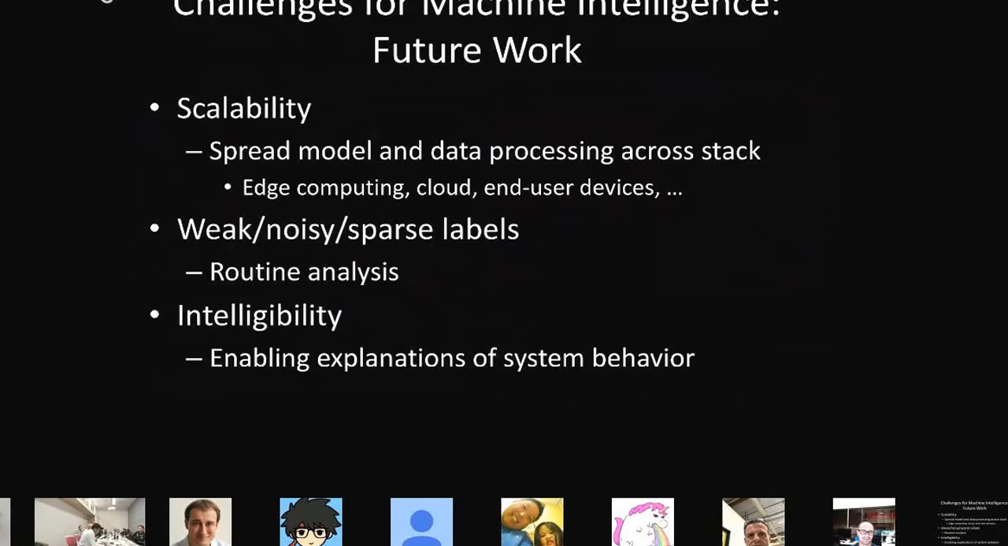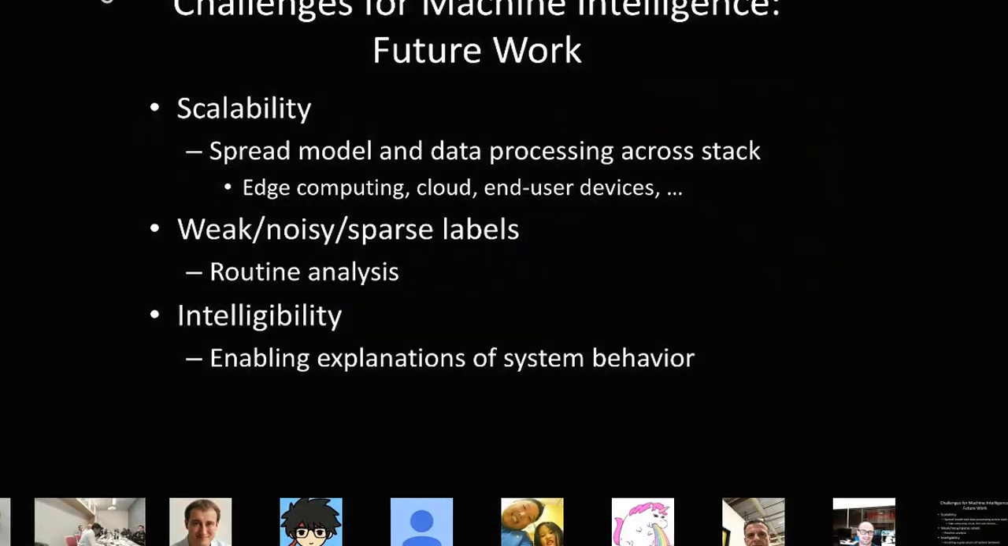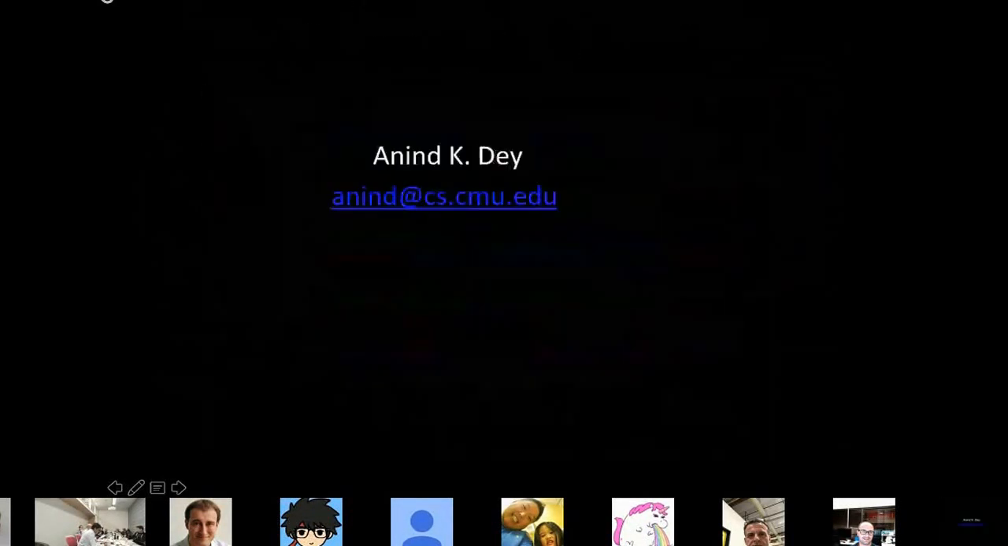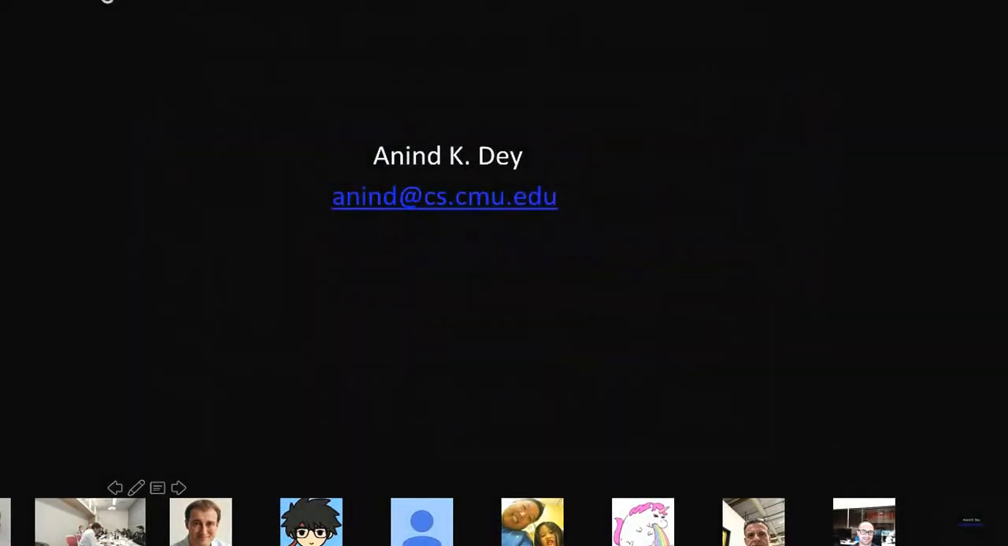The way we're dealing with weak, noisy, sparse labels has been really focused on this inverse reinforcement learning technique and routine analysis. And then for intelligibility, we've actually been building a system, which I won't go into detail here because of the time, that helps fairly sophisticated machine learning systems actually explain their own behavior. Really started with some very simple things like decision trees and rules, and really moved them onto hidden Markov models, naive Bayes, Bayesian networks, support vector machines, all with the ability to produce a bunch of different kinds of explanations. So that's where I'm going to leave the machine learning.